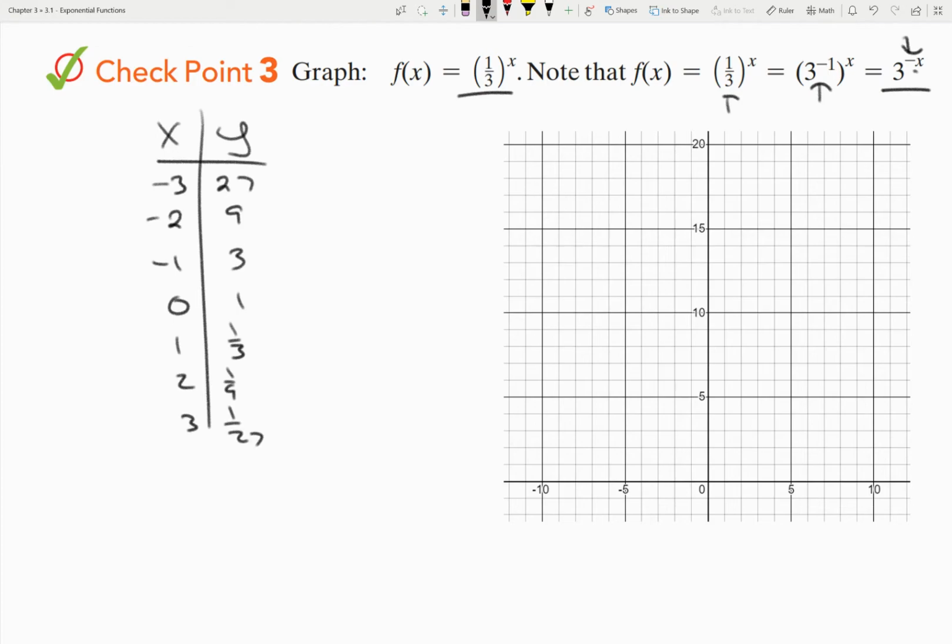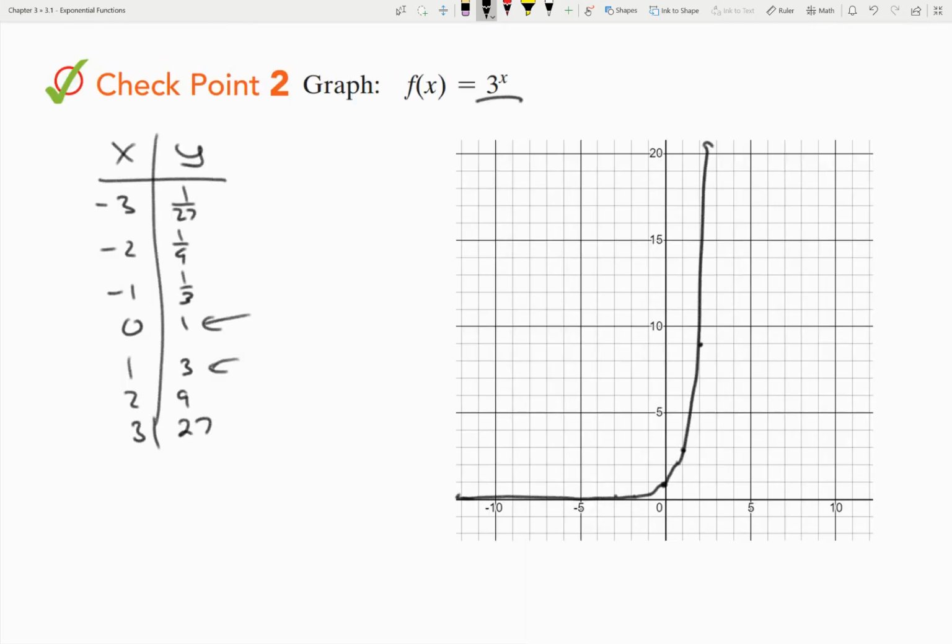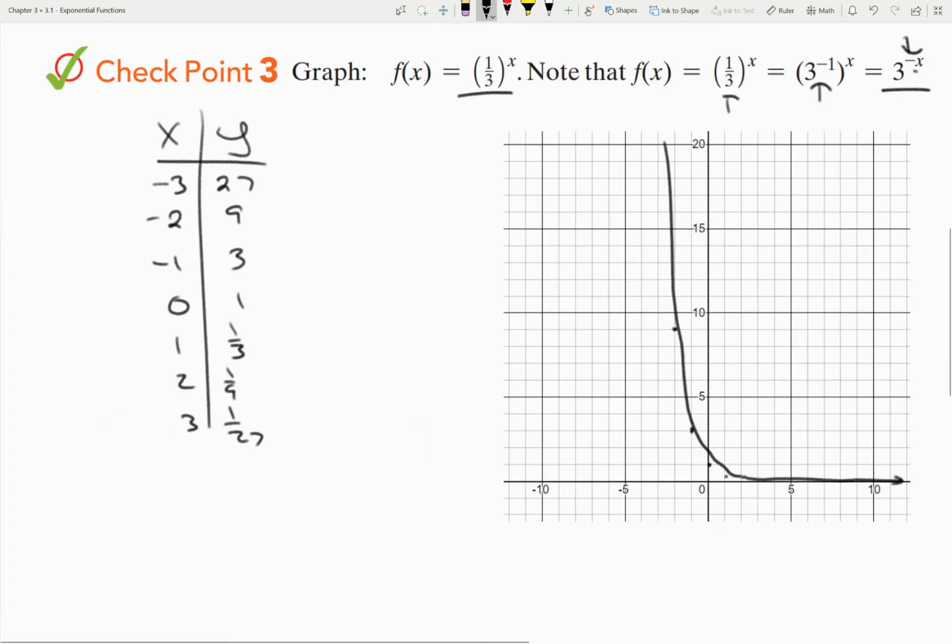Okay, and 27 is not on this graph. It's a little bit off. So we'll graph 9, 3, 1, and then this graph falls off very quickly. And I missed the points there a little bit, but we get the idea. Okay. And again, notice that these graphs are going down from left to right, as opposed to the graphs on the previous page, which were going up from left to right.